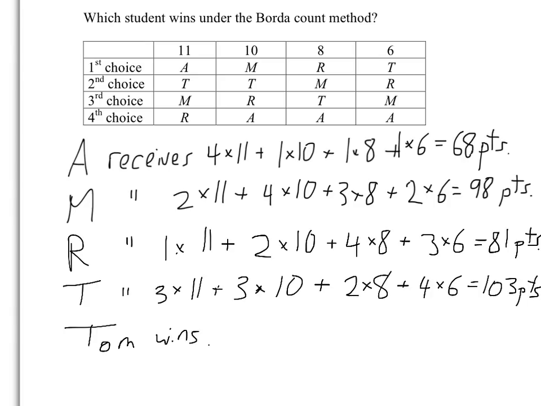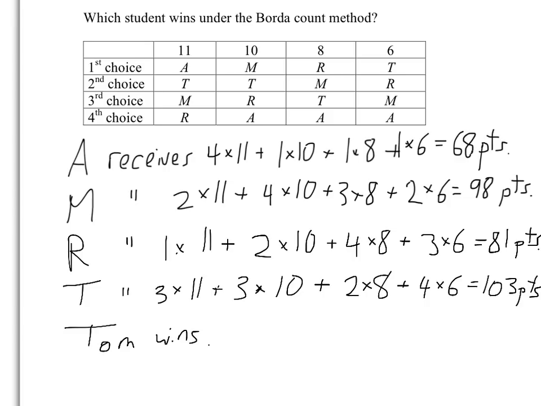Notice that we've had 3 different voting methods applied now to this election, and we've had a different winner for each one. Tom is the winner under the Borda count method, but we found that Ashley was the winner under the plurality method, and Rachel is the winner under instant runoff voting.